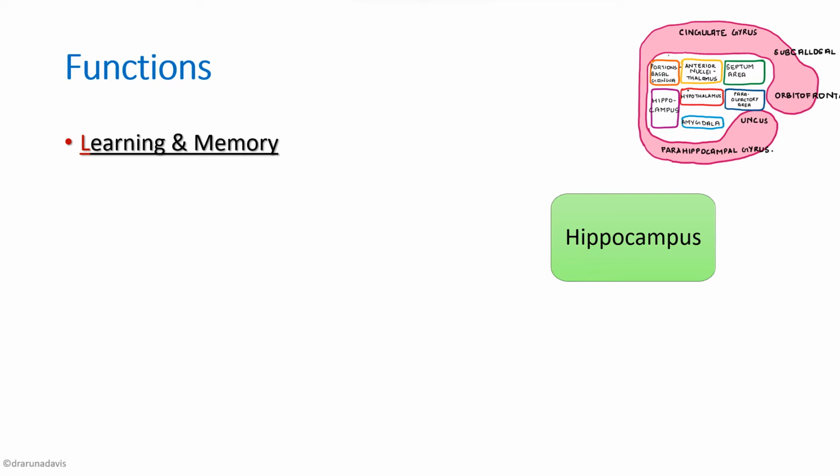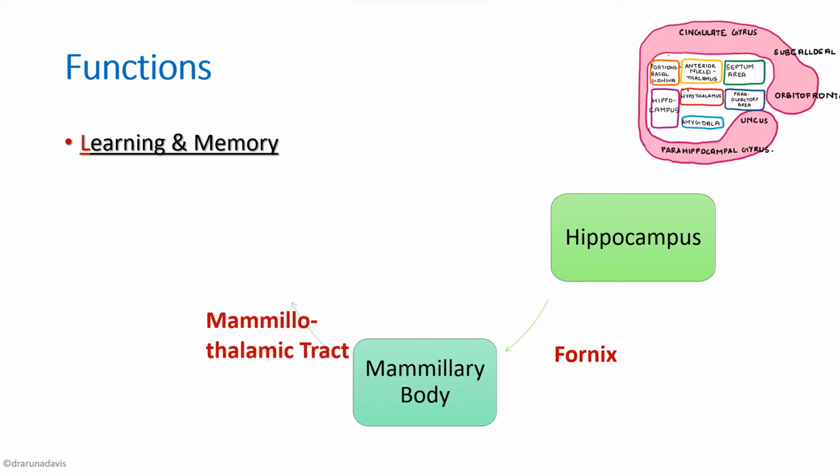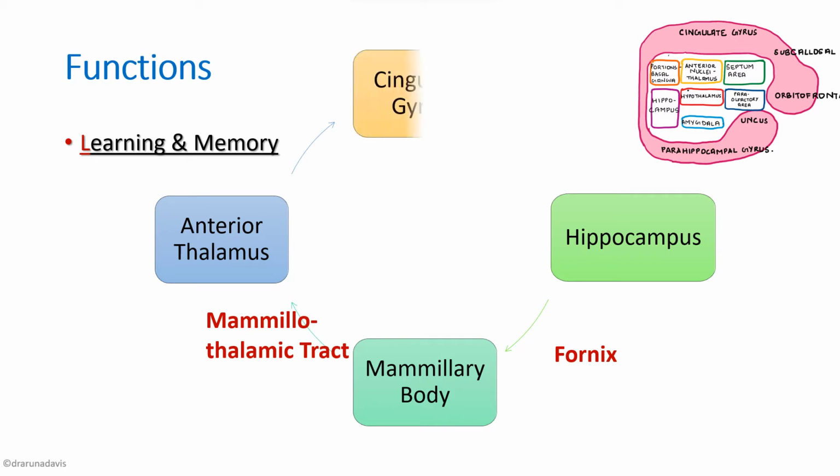The information from the hippocampus is passed on to the mammillary body via the fornix, and from the mammillary body it synapses onto the anterior thalamus by the mammillothalamic tract, and from the anterior thalamus the information is passed on to the cingulate gyrus, and from there back to the hippocampus. So this is the circuit and it is called the Papez circuit. Okay. So it is by this circuit that the hippocampus is able to consolidate memory, that is, convert short-term memory to long-term memory, right?